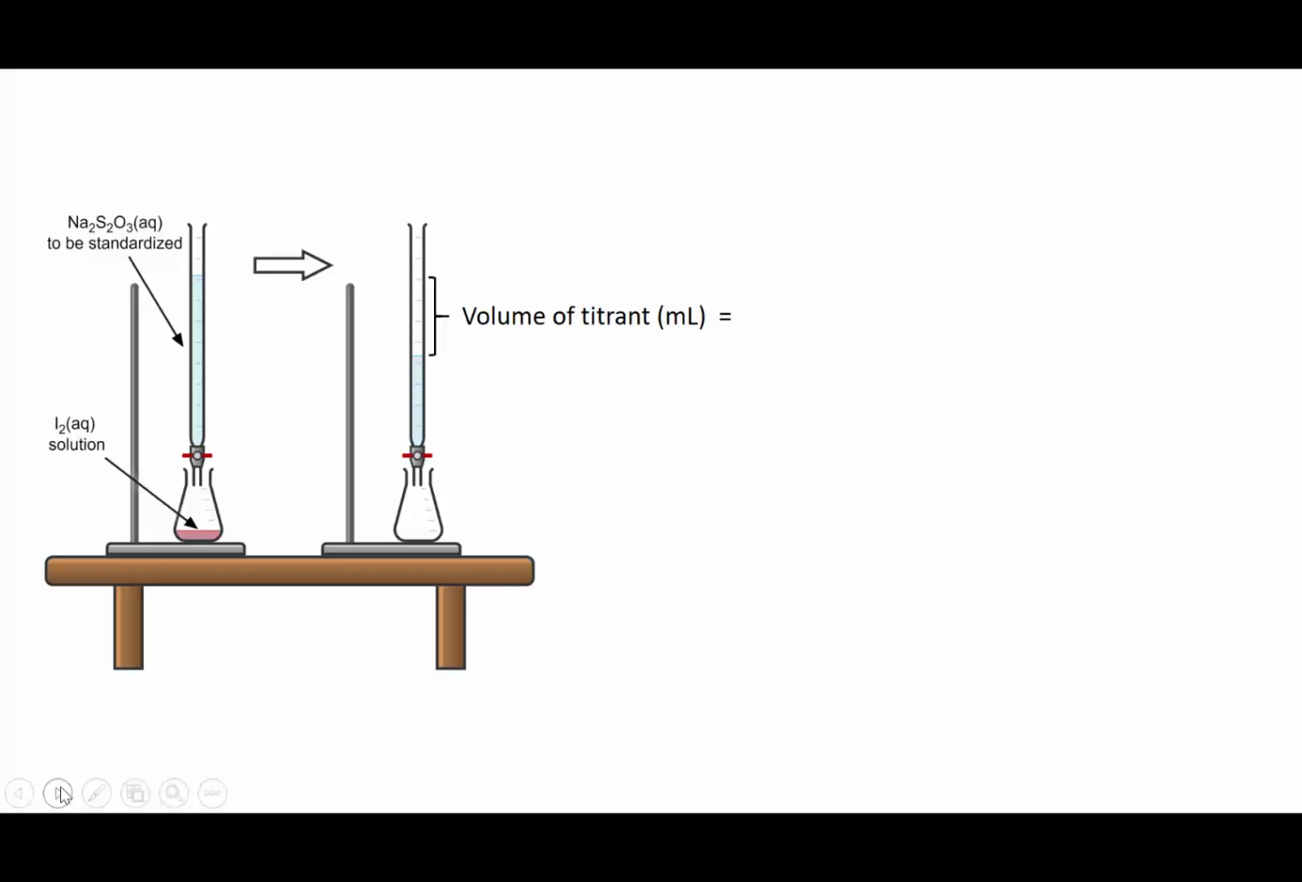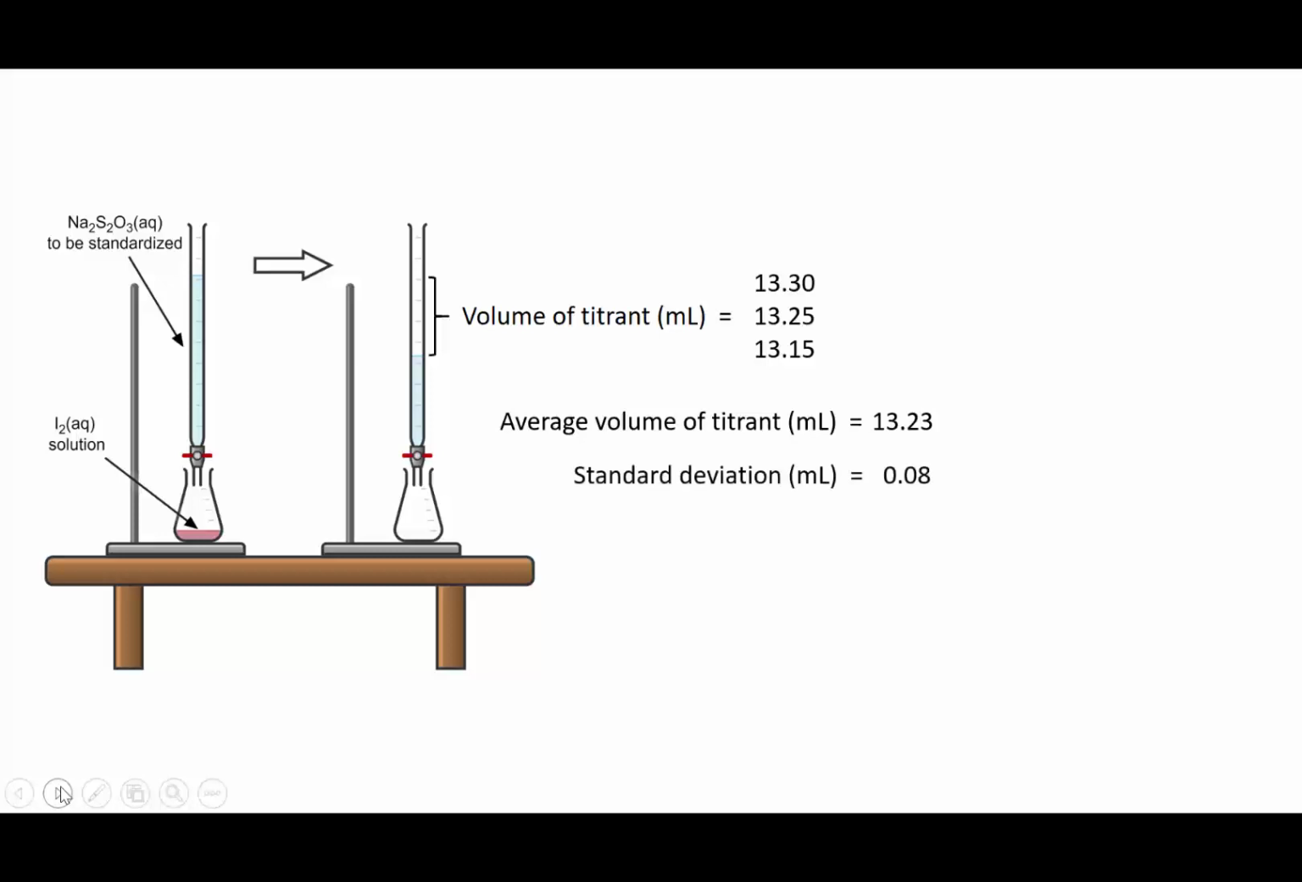Now we'll assume that we did this titration 3 times. So here are some numbers. We're going to take the mean of those numbers, and we're also going to calculate the standard deviation. We'll calculate that standard deviation either using a calculator or using an Excel spreadsheet. The standard deviation in this case comes to 0.08.